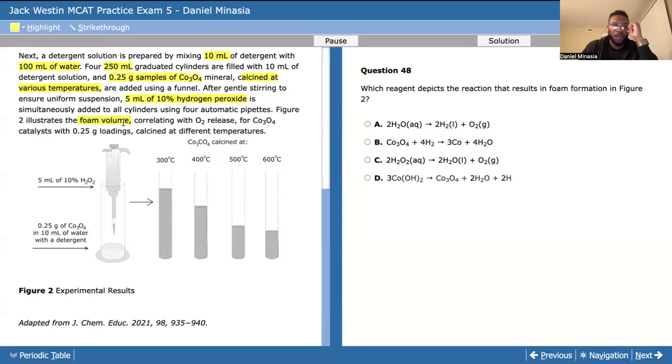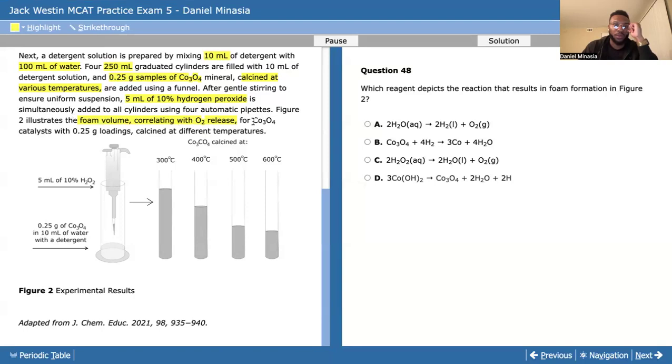Okay, foam volume correlating with O2 release. That was also the first thing that came to my mind. Foam volume or bubbles, usually they're talking about the amount of gas released. So correlating with oxygen release.